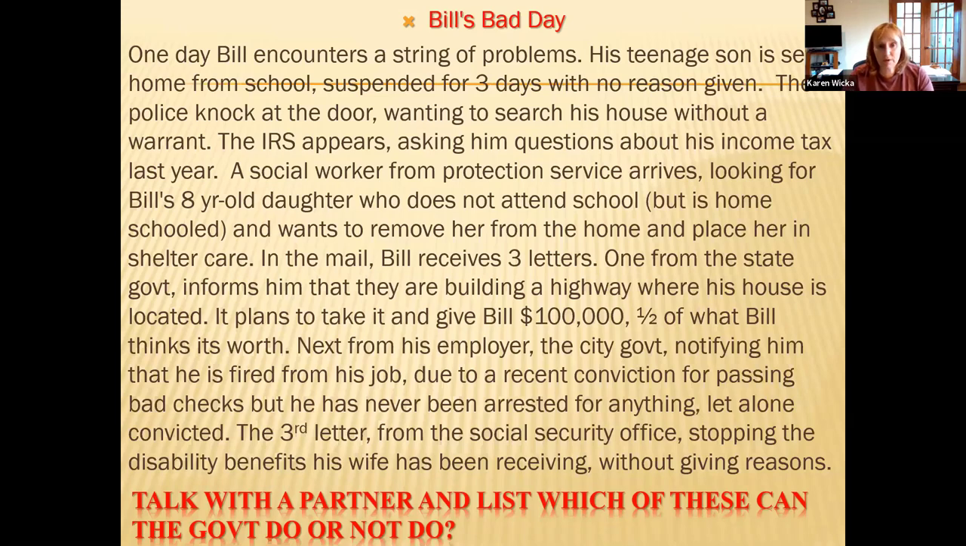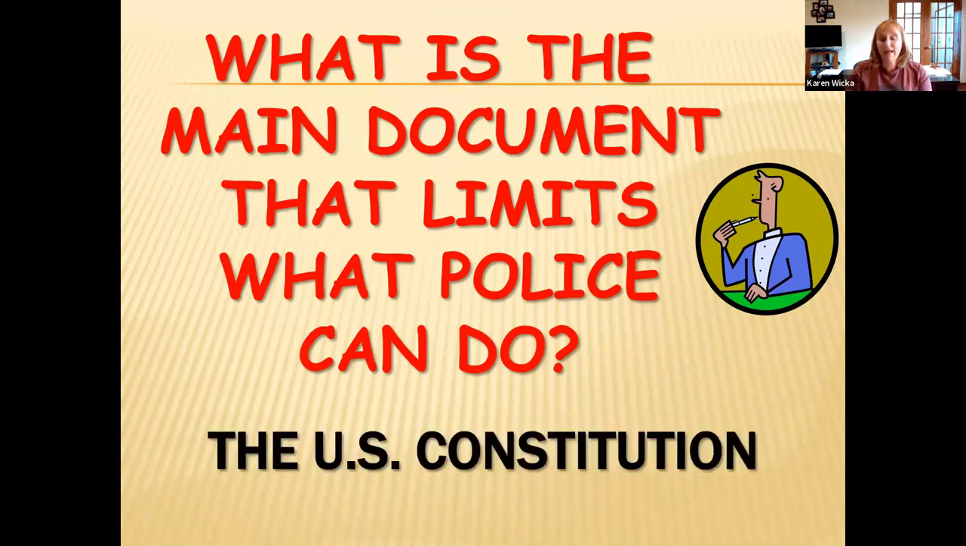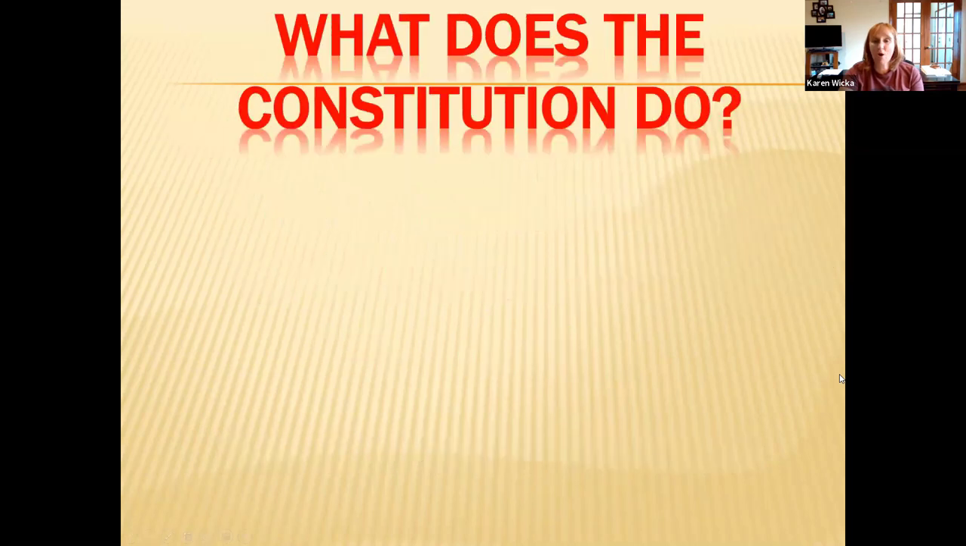So one of the things we want to talk about is what controls the Constitution plays on those things and how they influence what can be done and what cannot be done. Okay. So it is important to remember that the U.S. Constitution is our supreme law of the land. That means it controls everything. Nothing can exist that violates our U.S. Constitution. If it does, then it's unconstitutional. So we have to think about how that affects our criminal procedure law.